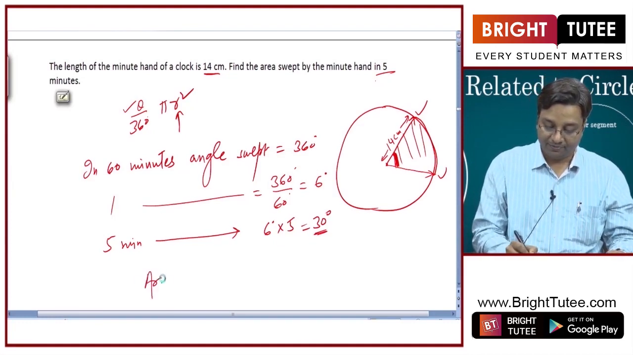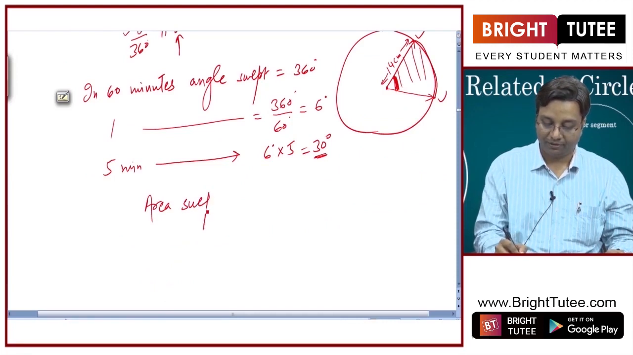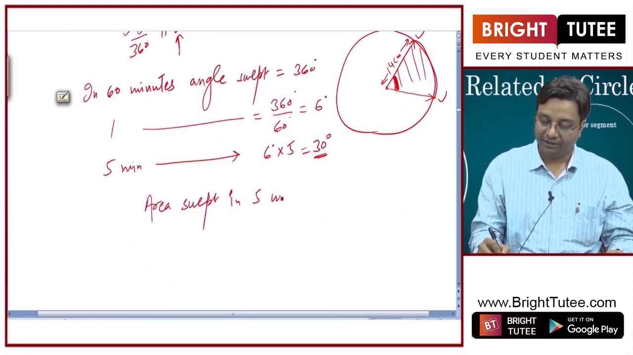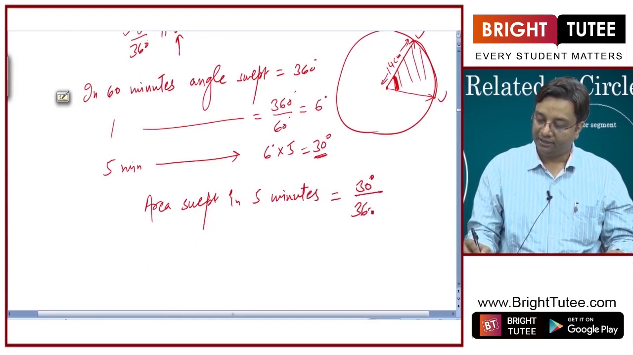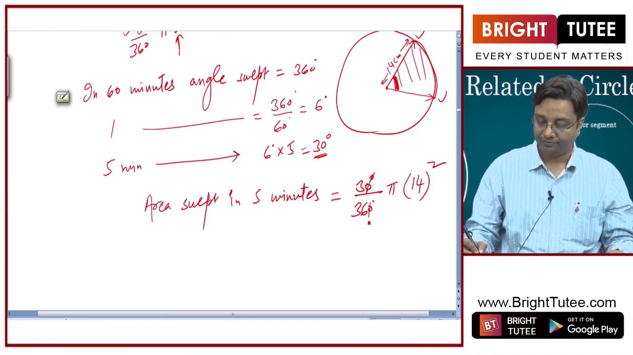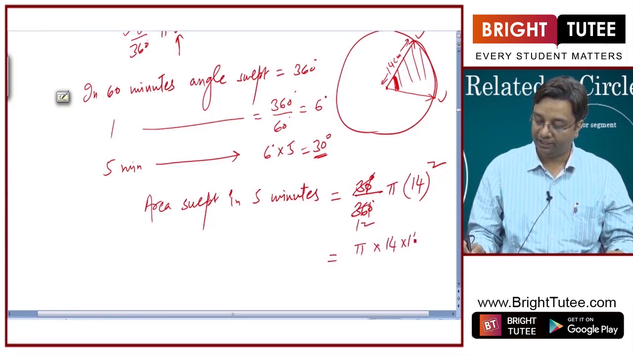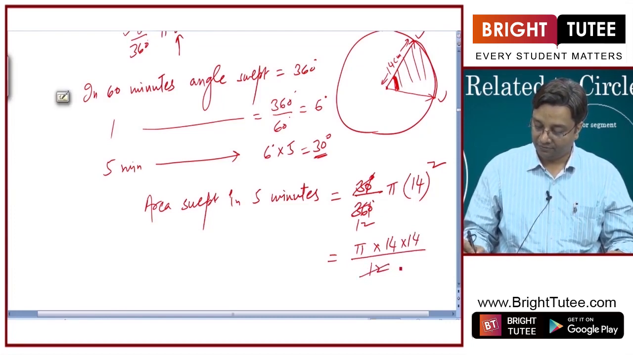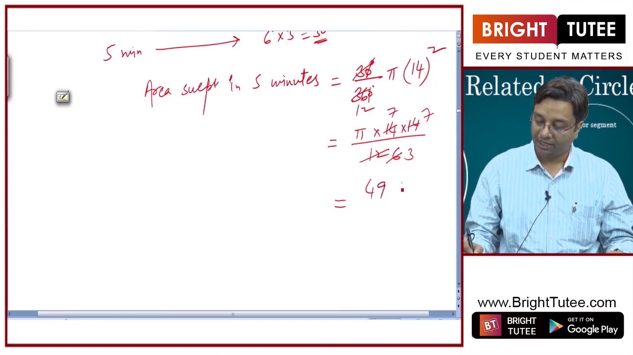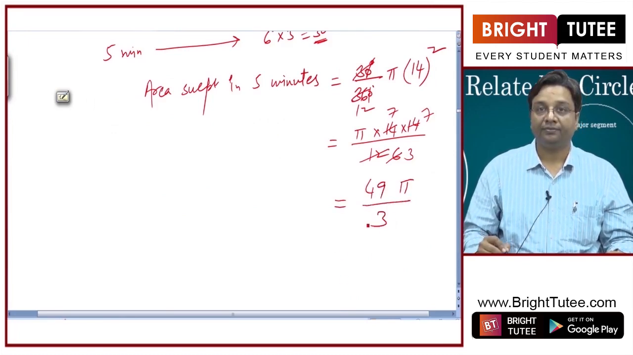So area swept in 5 minutes is equal to angle 30 degrees by 360 pi r is 14 square. This is 12. So pi into 14 by 12, right? You can simplify it yourself. 6, 7, 3, 7. So it is equal to 49 pi by 3, right?